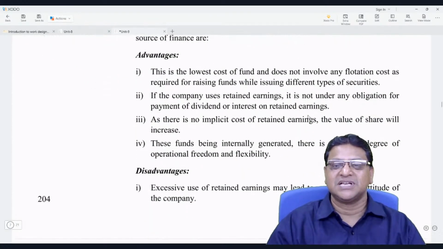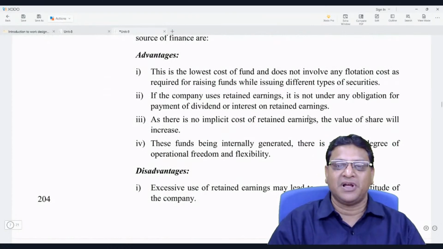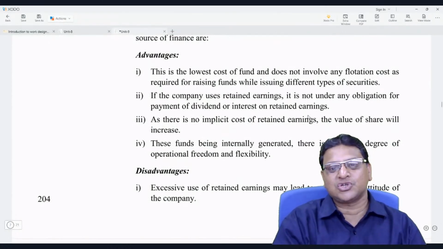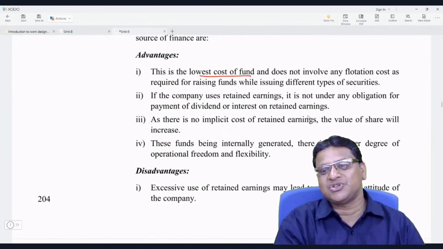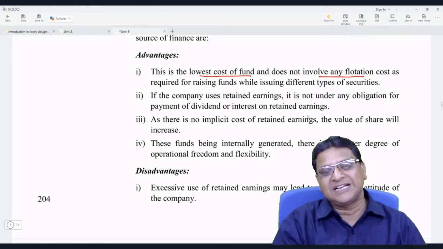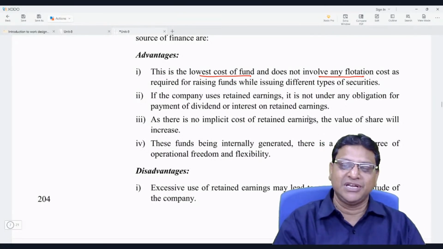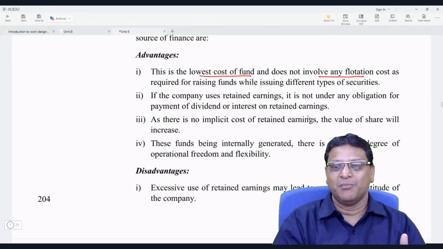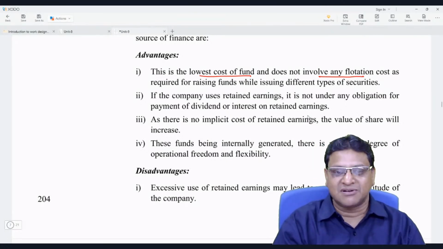What are the advantages if a company uses retained earning as a source of finance? The cost of fund is low in this case because it does not involve any flotation cost. Cost of retained earning is usually less than cost of equity because equity cost includes flotation cost, but retained earning cost does not include flotation cost.